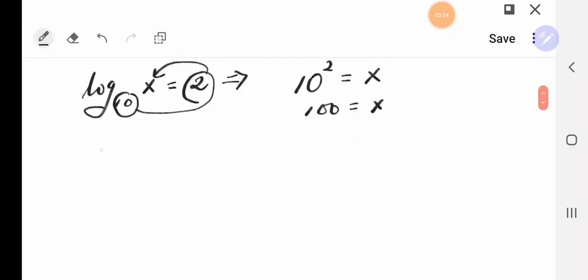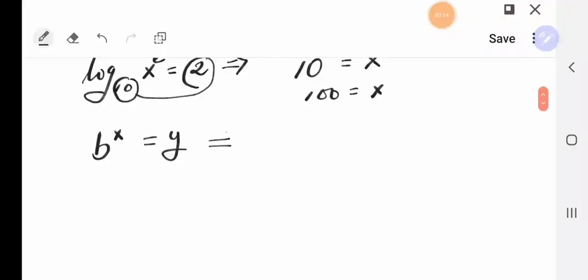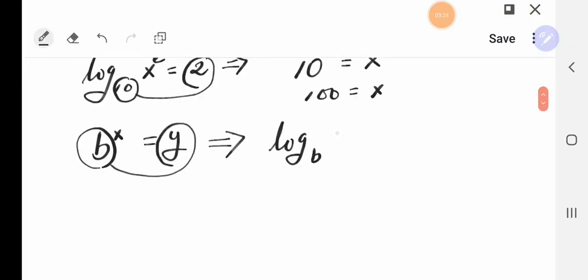How about exponential form? Let's say here is the base b raised to the x power equal to y. Then you can do the same thing. This base will be the base of the logarithm, so log base b of y, and the result will be x.